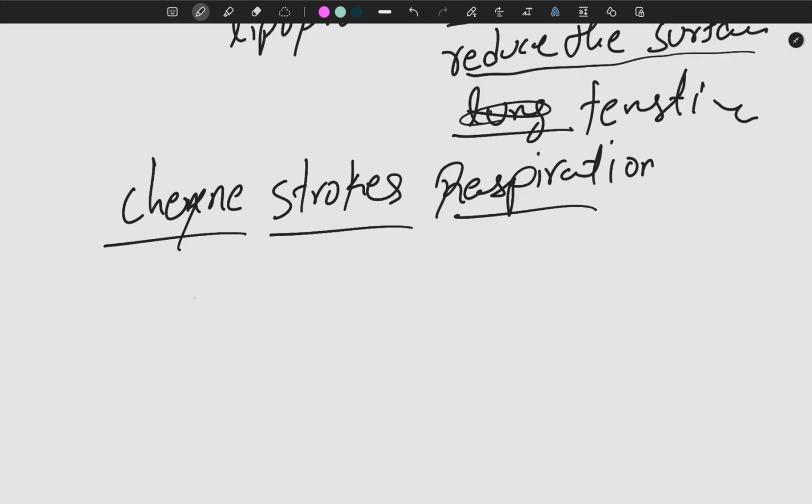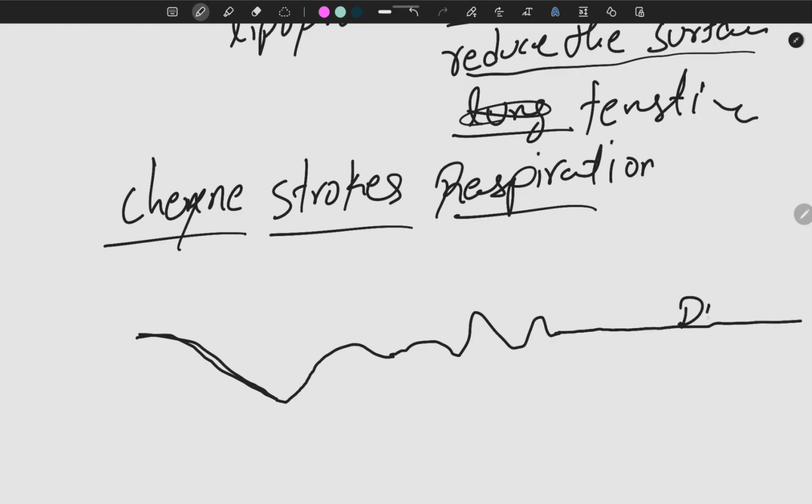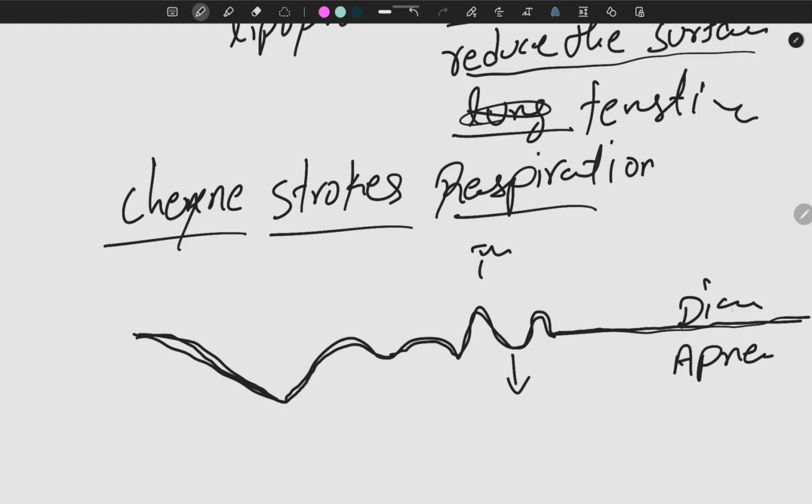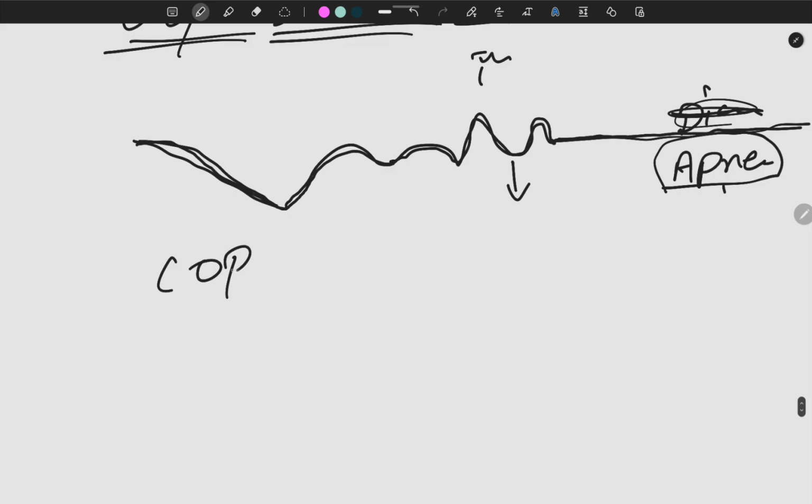What will happen? It is progressively deeper. The respiration will be deeper and then reduce, and sometimes it is faster, and at the moment it will be absent, that is apnea. So it will be increasing and decreasing, and finally the presence of apnea. Finally, the presence of apnea is known as Cheyne-Stokes respiration. So mostly we will see it in COPD.